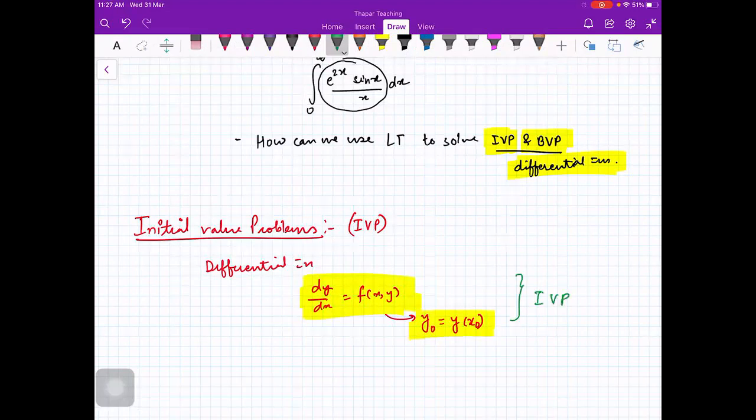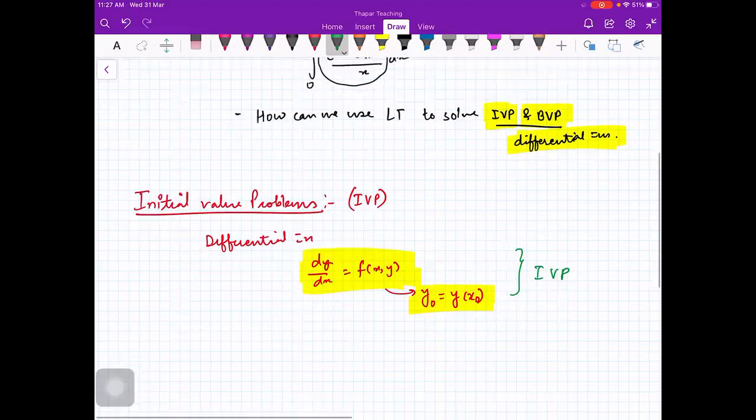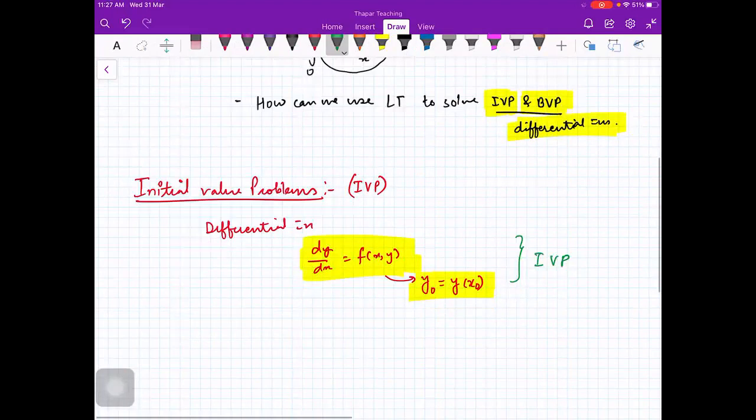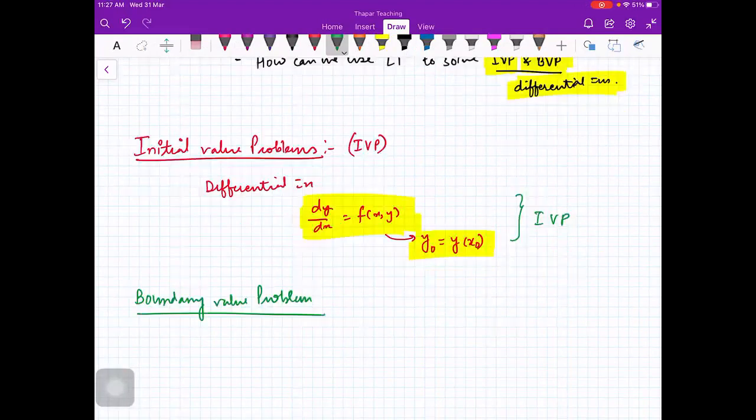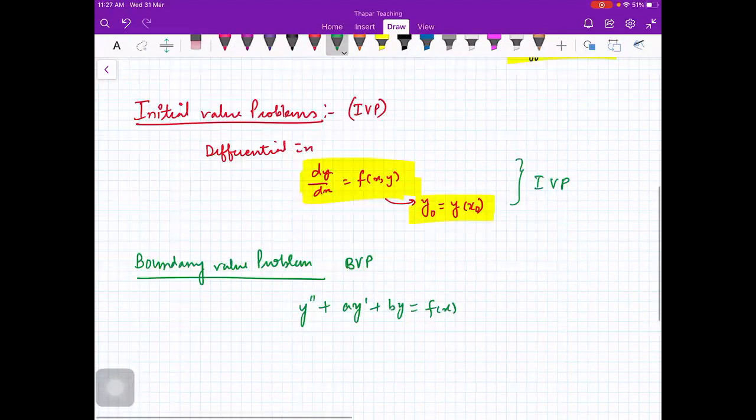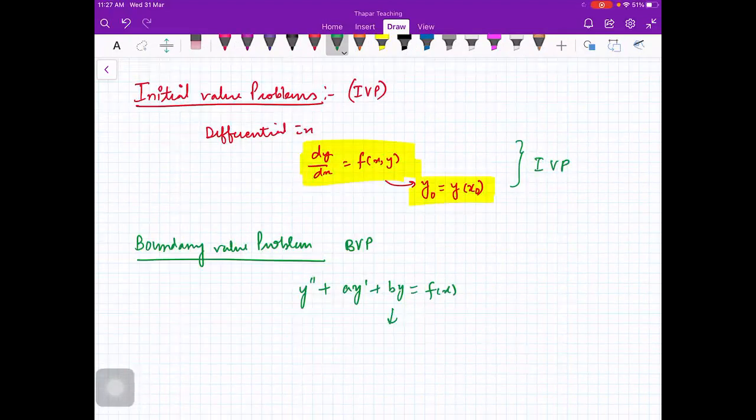And what is a boundary value problem? Suppose you have a second order differential equation, something like this, and its solution is a parameter family of curves. To find the arbitrary constants, you need two conditions. If those two conditions are given at two different points, suppose y at x naught is y naught and y at x1 is y1, and generally these points are the boundary points, then that is called a boundary value problem.